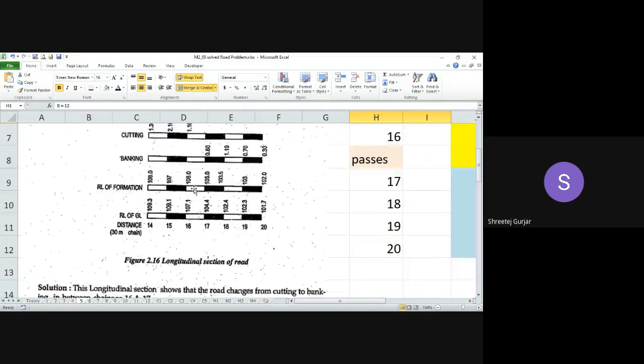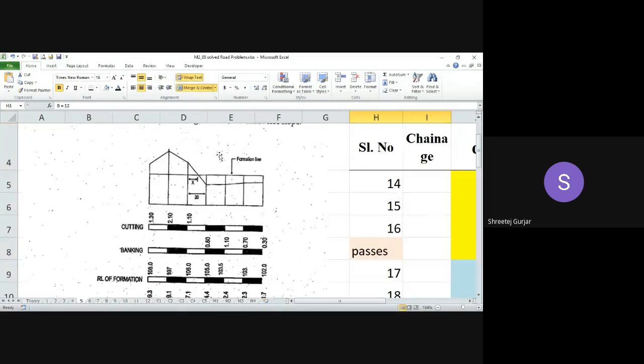Now let us look into this longitudinal section which they have provided us. The formation line you can see is this, which is going straight. A formation line is usually uniformly sloped. Either it is having upward gradient or downward gradient, or it may be level. So this is a formation level which usually has a uniform slope or gradient. Then this is your ground level, which is this.